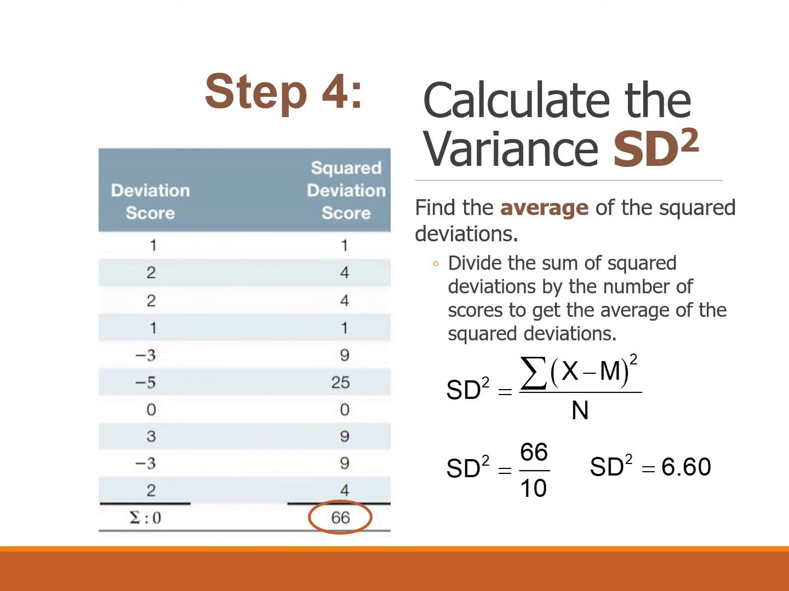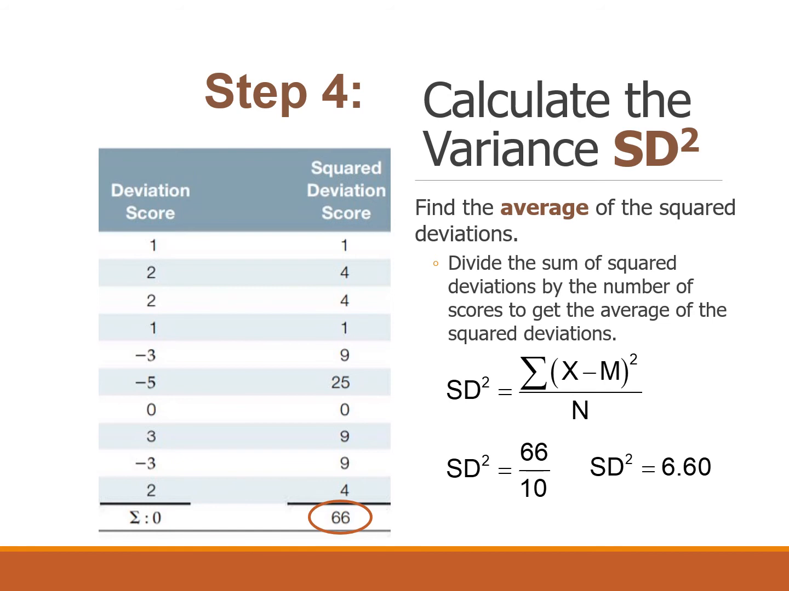We need to get the variance, and the variance, also called SD squared, which I'll show you in just a minute. We need to find the average of the squared deviations. So 66 is the sum of the squared deviations, and so we need to divide that by 10 because there are 10 scores. Okay, so divide that by 10. Our SD squared, or our variance, is 6.6.